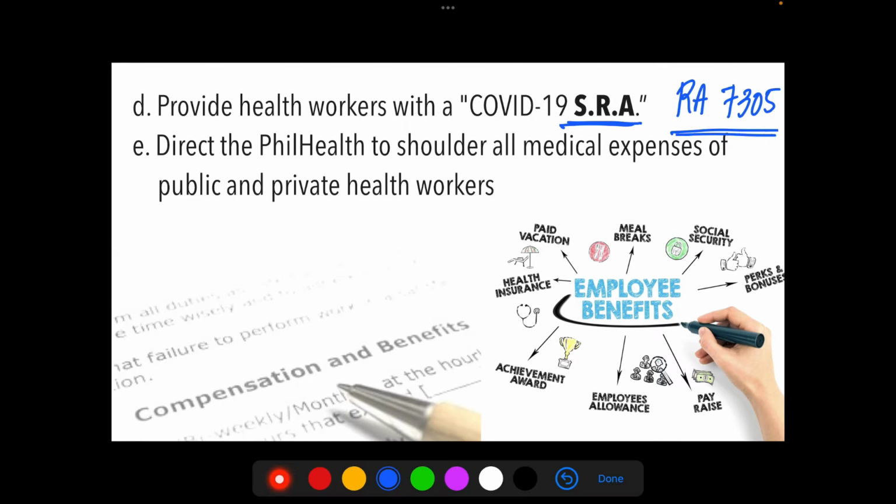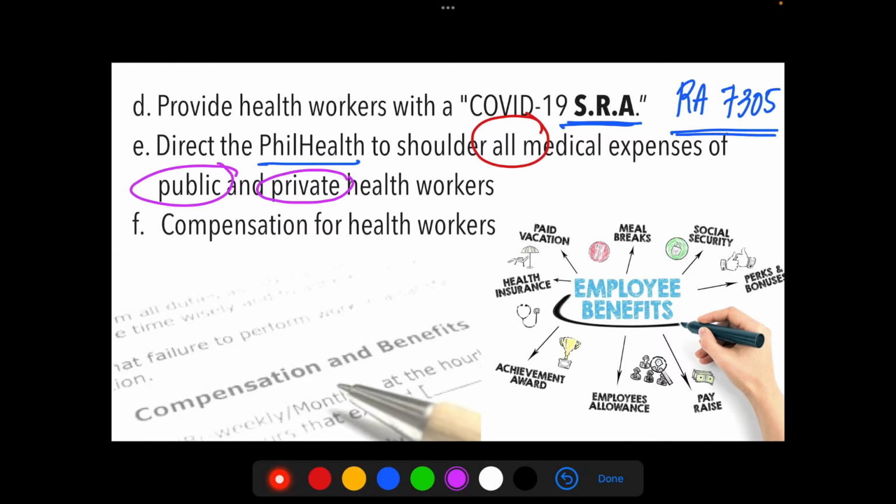Next one, direct the Philippine Health Insurance Corporation, or PhilHealth, to shoulder all medical expenses of both public and private health workers if they are exposed to COVID-19 or encounter any work-related injuries or diseases during the duration of the emergency. And also, there is a provision of compensation for healthcare workers.